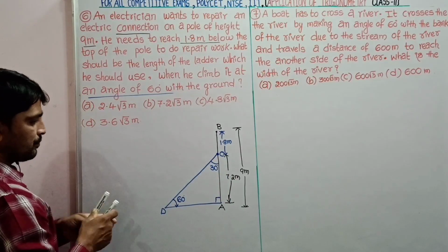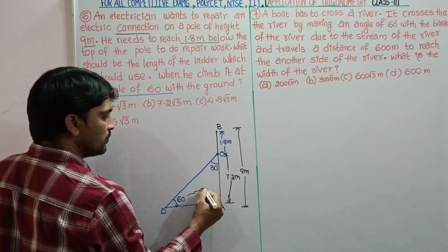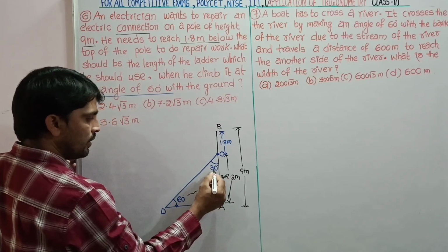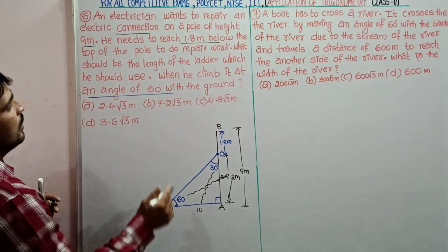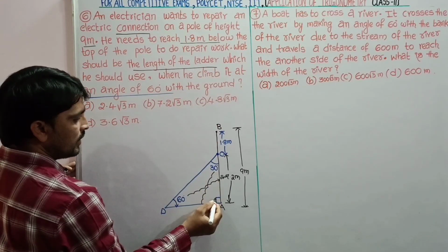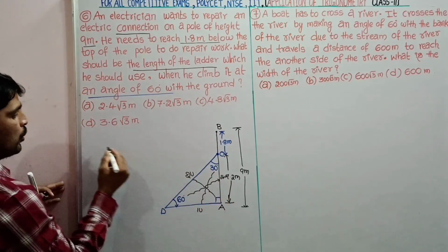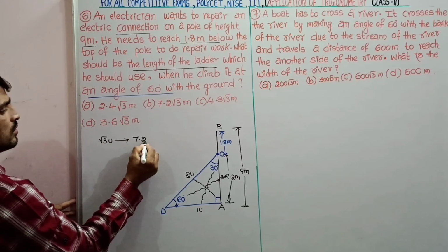We know that 60 degrees opposite is root 3 units value. It is root 3 units value. And the 30 degrees opposite is 1 unit. But we have to find the length of the ladder, that is opposite to 90 degrees, that is 2 units. Since root 3 units value is 7.2 meters.